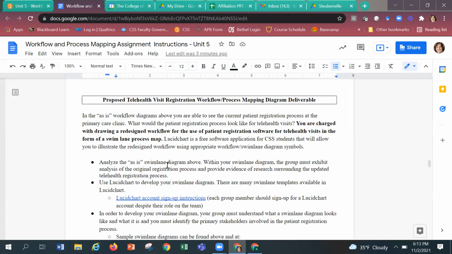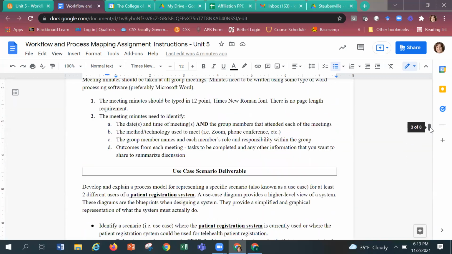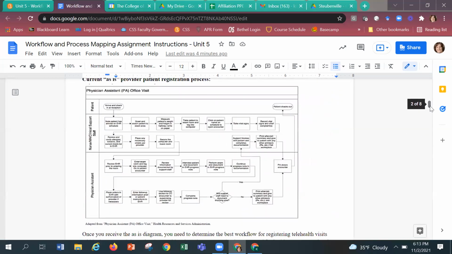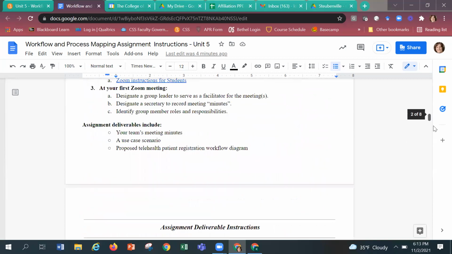The as-is workflow diagram above, which I showed you, okay? This is the as-is diagram, okay? So you're going to be basically redoing this to incorporate telehealth registration. Okay.